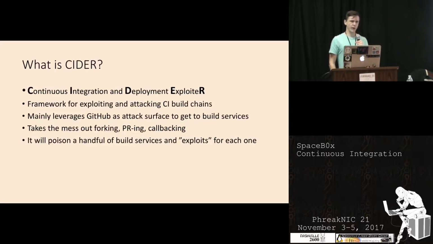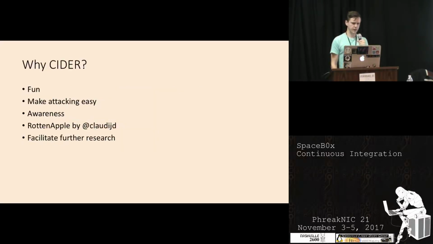And what this can also do is take a list of repos, you load an exploit and say exploit, and it will figure out if they're the right kind of repo, if they're a Drone or a Travis or whatever, and then it will run the exploit for those. I did it for fun. I did it to make the attacking easy.